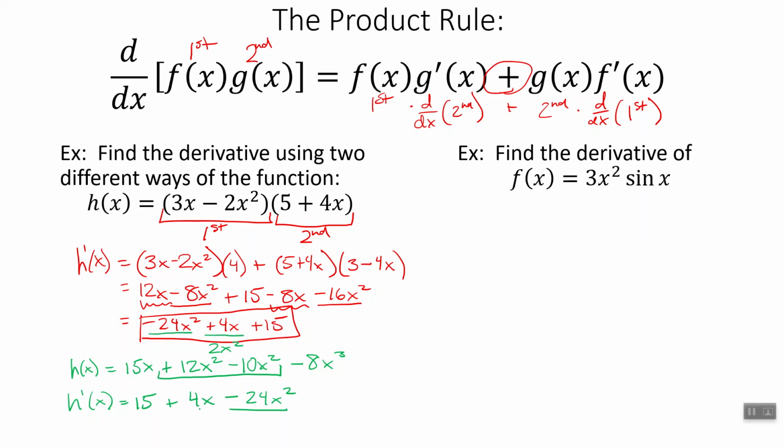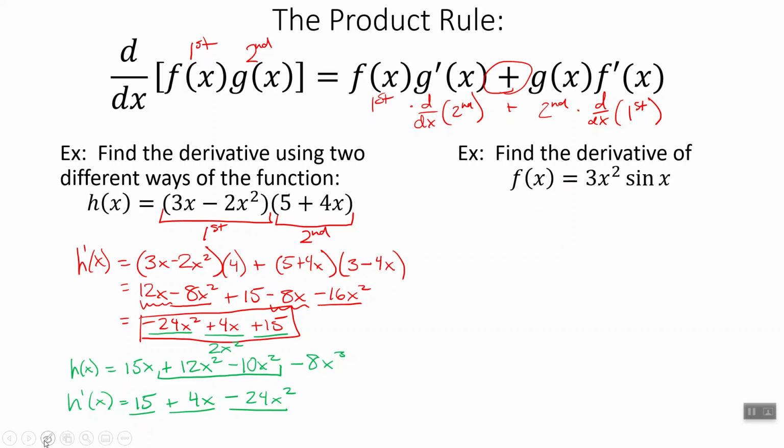We got a plus 4x right there. And we've got a positive 15 right there. So both ways we got the exact same answer. So if it's polynomial functions like this, you can do it either way. But for now, we're practicing the product rule. So try and do it using the product rule.